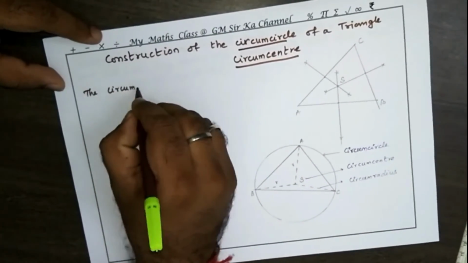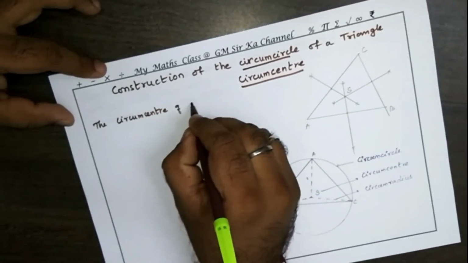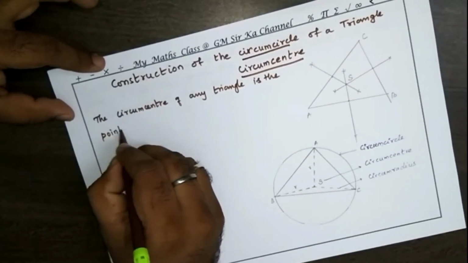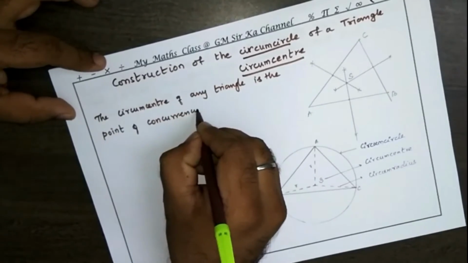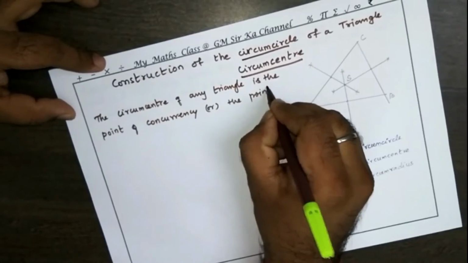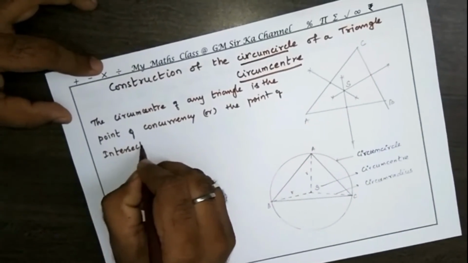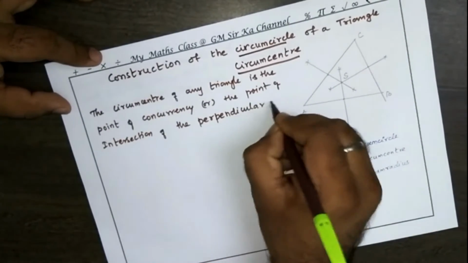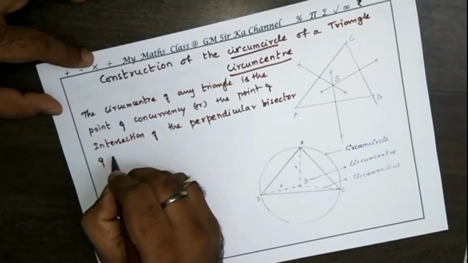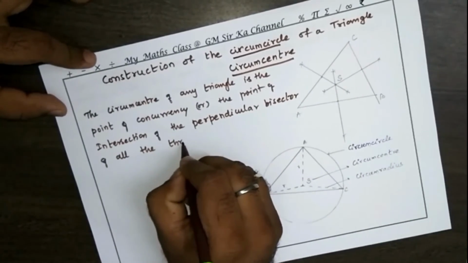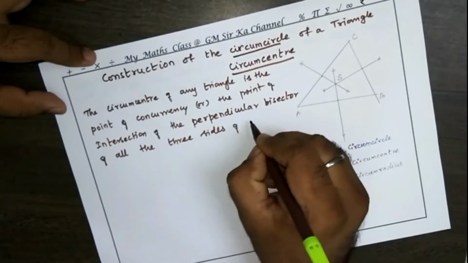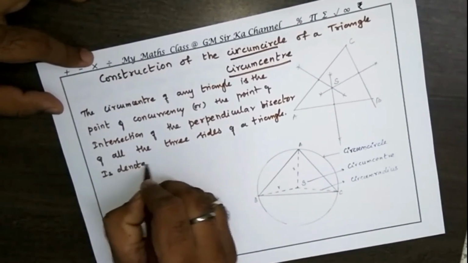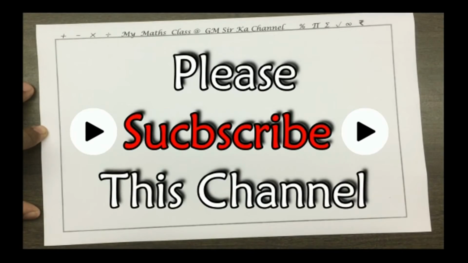The circumcenter of any triangle is the point of concurrency or the point of intersection of the perpendicular bisectors of all the three sides of a triangle. It is denoted by capital S.